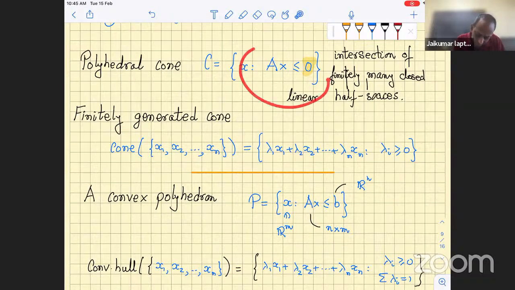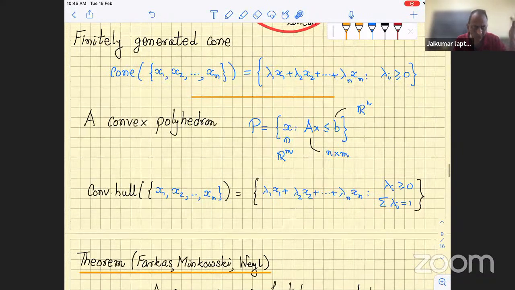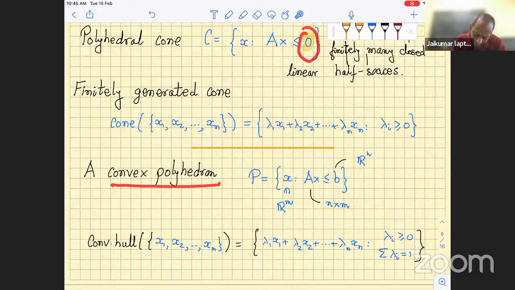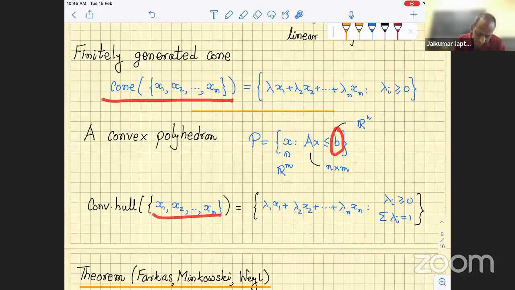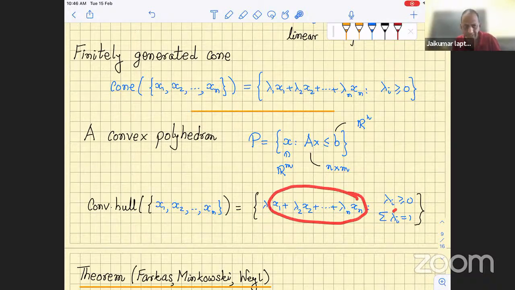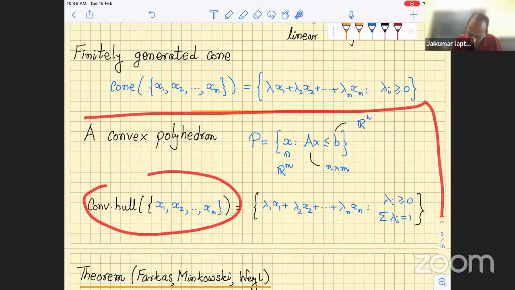Now it's very closely related to ideas that we have talked about long ago. What's a convex polyhedron? The only difference is that on the right hand side, instead of 0, we write b. And a convex hull is the analog of a finitely generated cone, and they are closely related, as we will see very soon. You take the average of the points x1 to xn with all kinds of weightings allowed. That is the convex hull. These are things that you are familiar with.